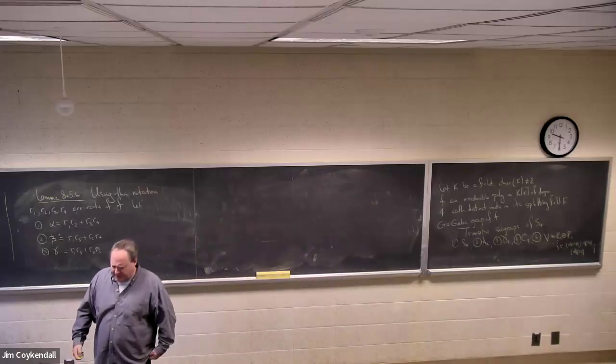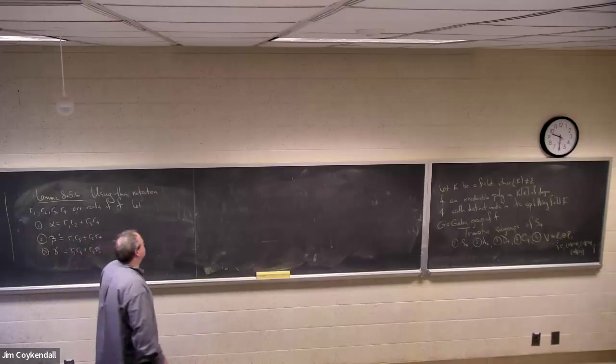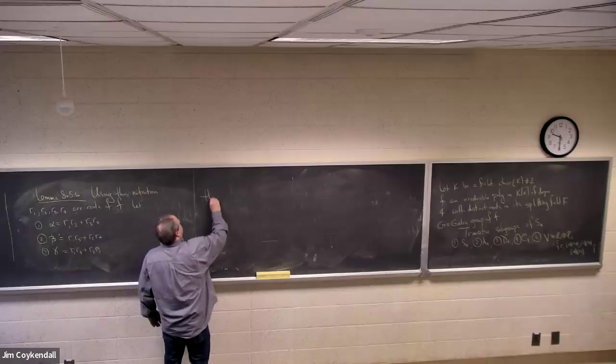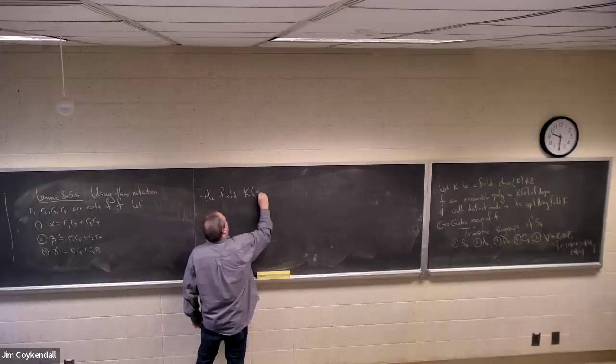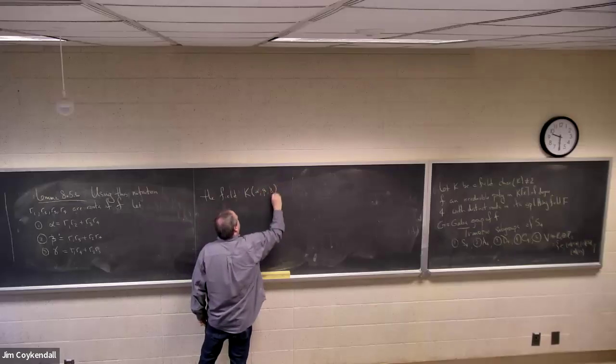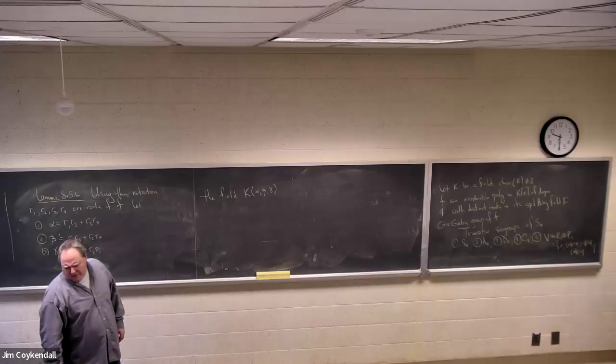So let me finish my statement up here. The field K(alpha, beta, gamma), then that field corresponds to the normal subgroup.